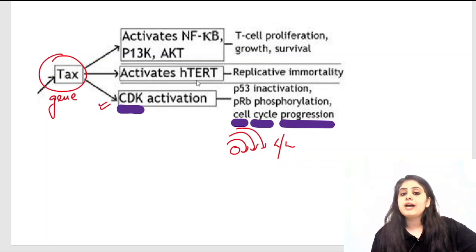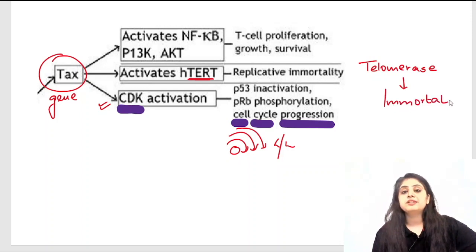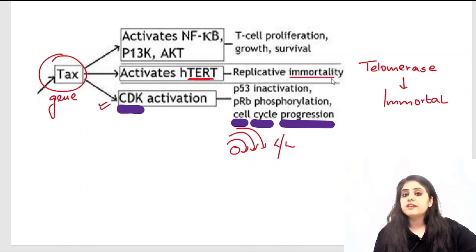Next, it is going to activate the telomerase, TERT gene. Telomerase, do you remember from your general basics that telomerase is something that is going to make a cell immortal? It is going to make it immortal, which basically means that the cell is going to survive forever and ever, again leading to what? Leading to leukemias and lymphomas.